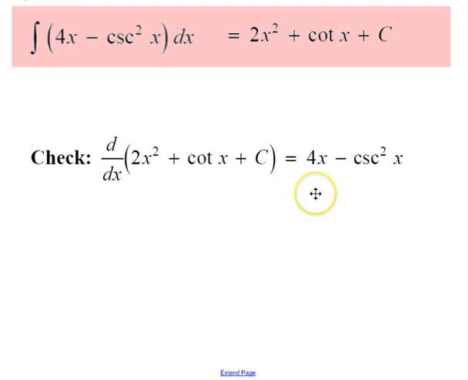So remember what I told you? You want to check your answers. So the original question was the antiderivative of 4x minus cosecant squared x dx, and my answer was 2x squared plus cotangent x plus c. In order to check, I start with my answer, 2x squared plus cotangent x plus c, and I take the derivative. The derivative of 2x squared is 4x. The derivative of cotangent is negative cosecant squared, and the derivative of any constant is 0. So my answer is correct.